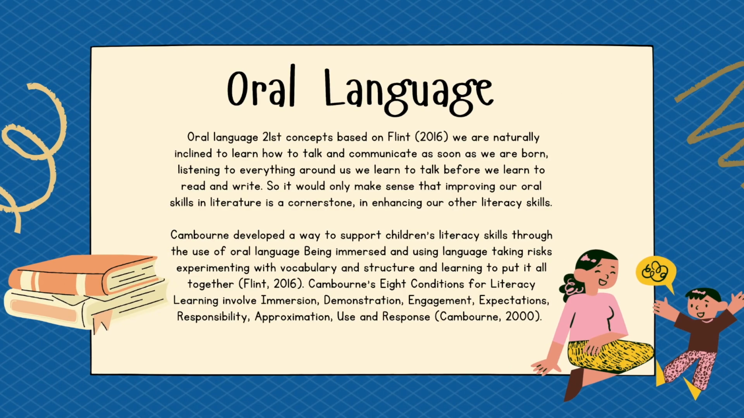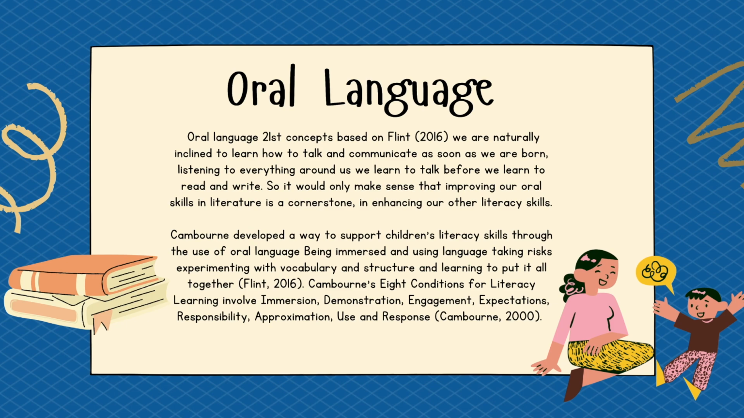According to Flint, we are naturally inclined to learn how to talk and communicate as soon as we are born, listening to everything around us as we learn to talk before we learn to read and write. So it would only make sense that improving our oral skills in literature is the cornerstone in enhancing our literacy skills. Cambourne developed a way to support children's literacy skills through the use of oral language.